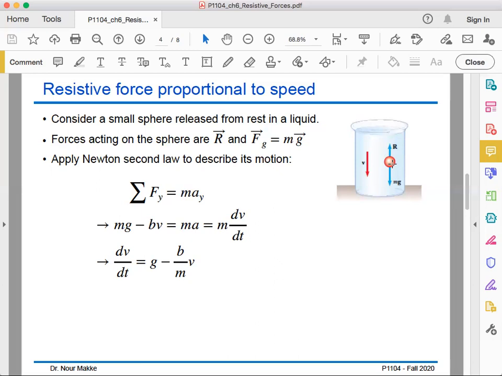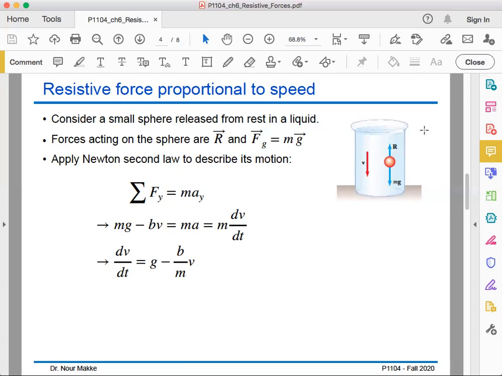And the acceleration, don't forget, is the derivative of the velocity with respect to time. So let's apply Newton's second law in this case along the y-axis for the simple reason that the ball is moving in the vertical direction, and both forces are applied in the vertical direction as well. So this is why we have sum Fy equal to m times Ay, where Fy are the projections of the forces onto the y-axis, and Ay is the y component of the acceleration.